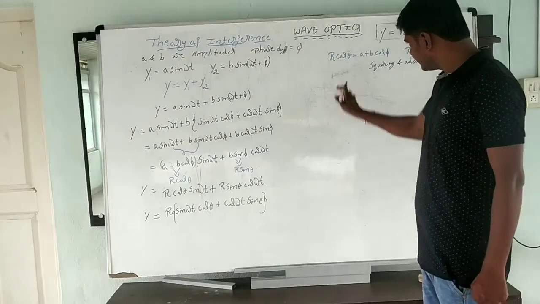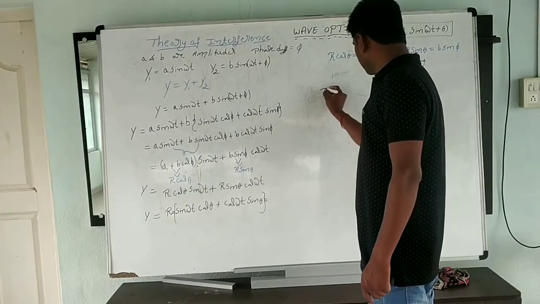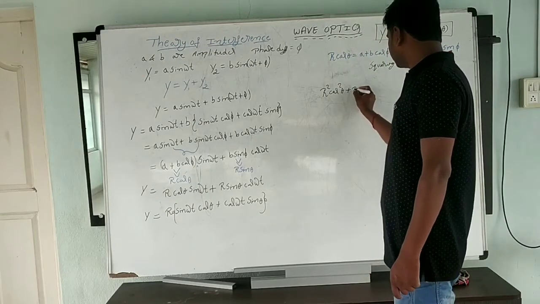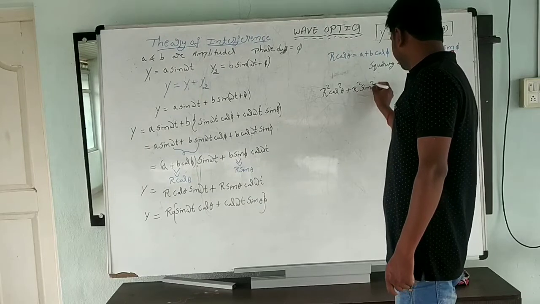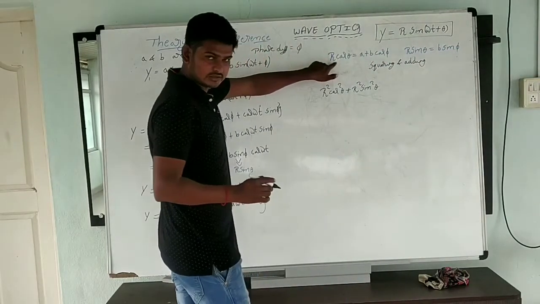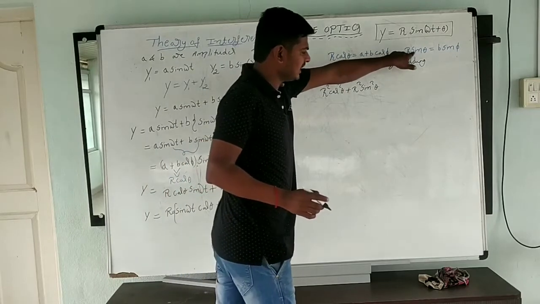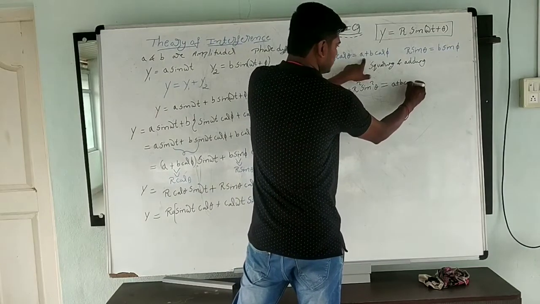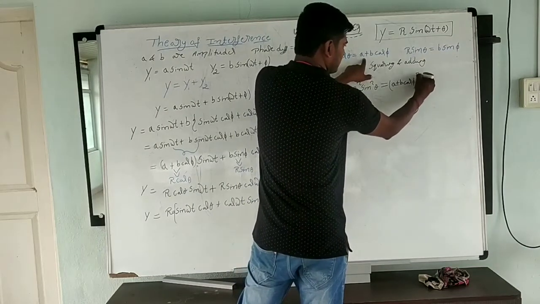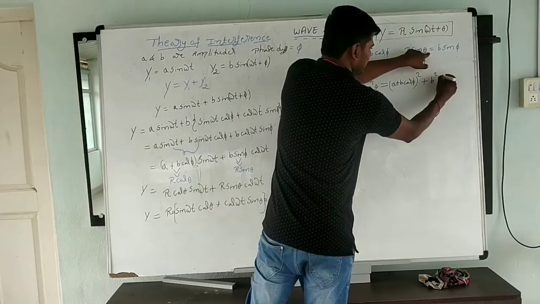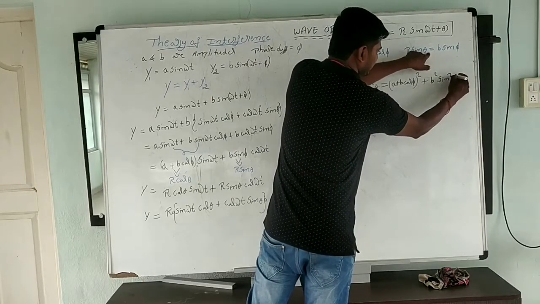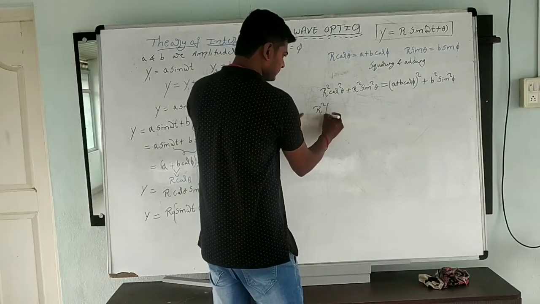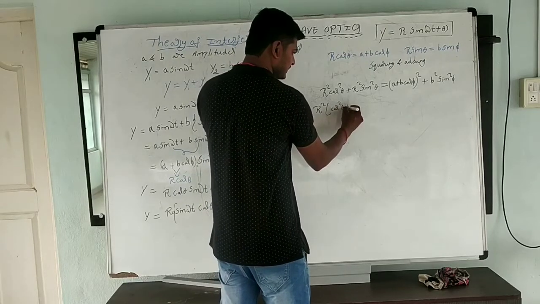When I square and add these two equations, what is going to become? R square cos square theta plus R square sin square theta on the left hand side. Now the right hand side, (A plus B cos phi) whole square, adding B square sin square phi. Now R square I am going to take common. Remaining is cos square theta plus sin square theta.